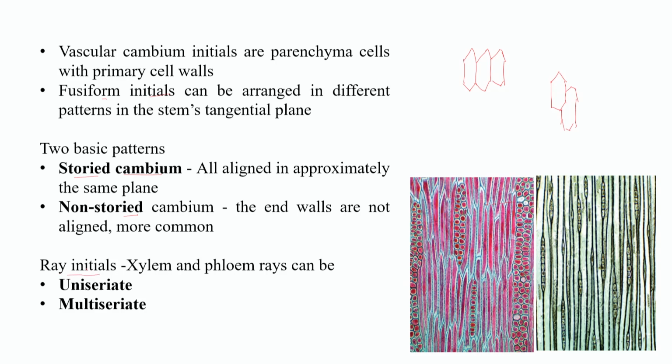Similarly, for ray initials, there are these small rays. They could be uniseriate if they are arranged in single files. They could be biseriate if there are two files, and they could be multiseriate if you can see multiple vertical layers of ray initials. So, they could be of these different types of orientation: uniseriate, then biseriate.